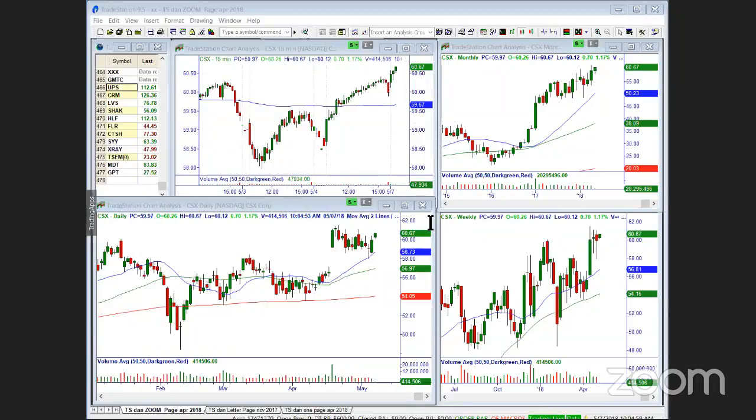Zen is coming back up to the high of the day after a little dip. It's a little squirrely, but it's okay. It's coming back nicely. Our CSX hit. It looks good.